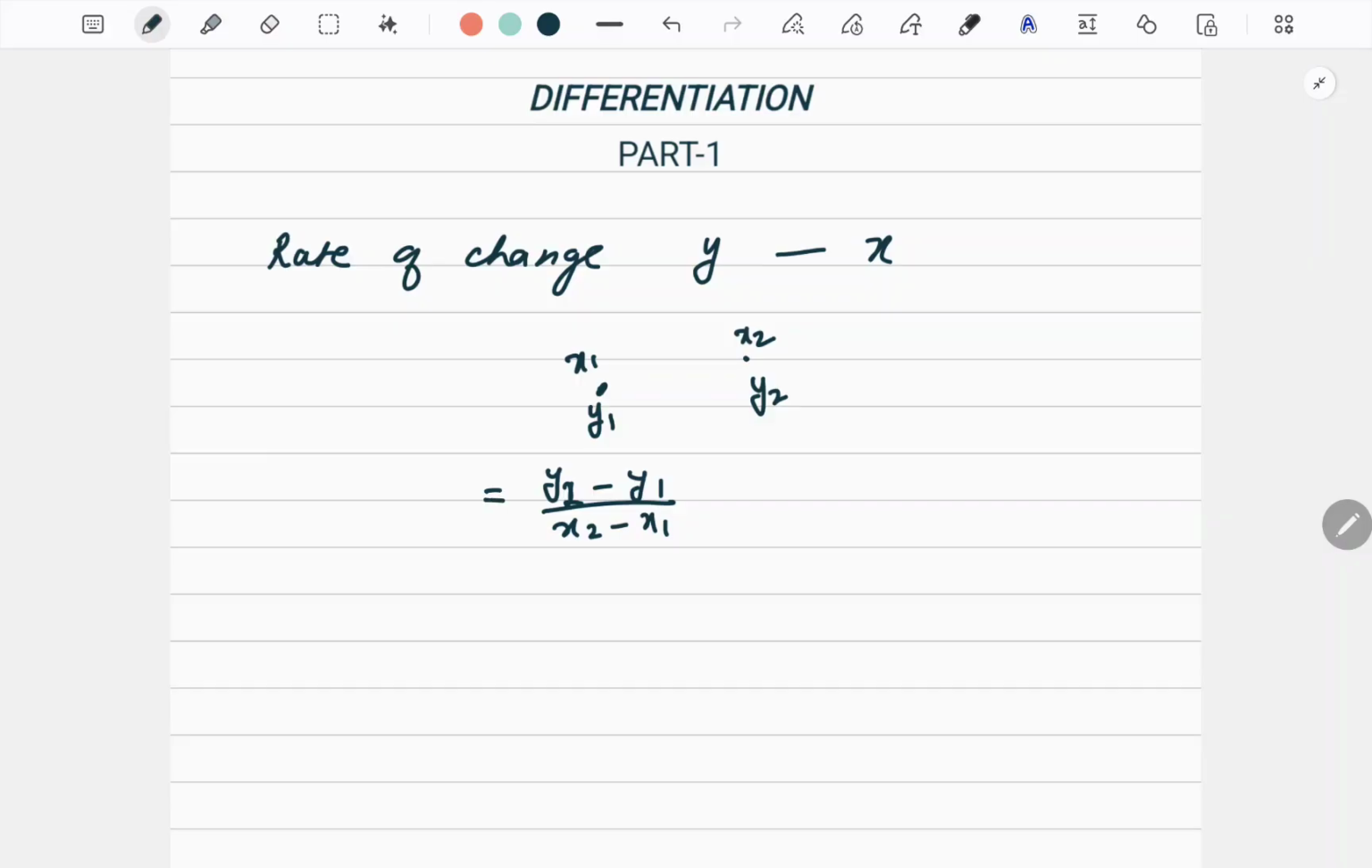Now, if this is the rate of change, then why do I say that differentiation is a rate of change? What is the difference? The only difference between differentiation and rate of change is that differentiation is a rate of change, but it is an instantaneous rate of change. Instantaneous means at a moment, at that particular one point.